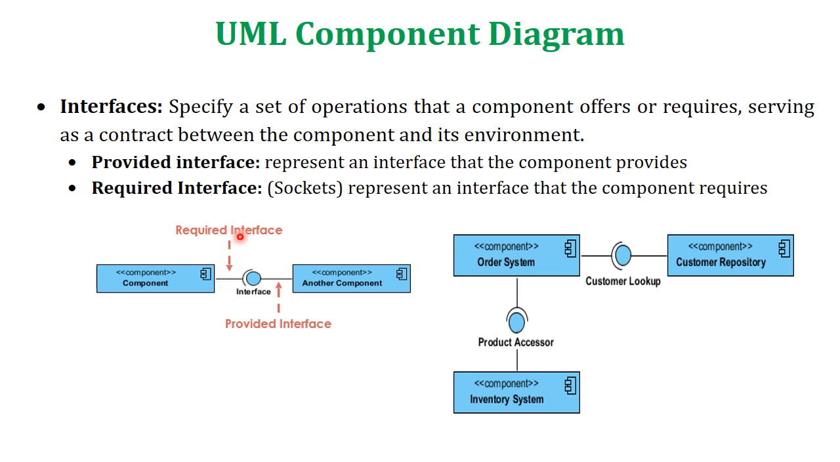For example, the ordering system. There are three components. The ordering system is one component, the customer repository is another component, and the inventory system is another component. All these components make relationships using the interfaces. For example, between the order system and the inventory system, the interface is the product accessor. And between the order system and the customer repository, the interface is customer lookup. This is the way we make the relationship between the components using the interfaces.